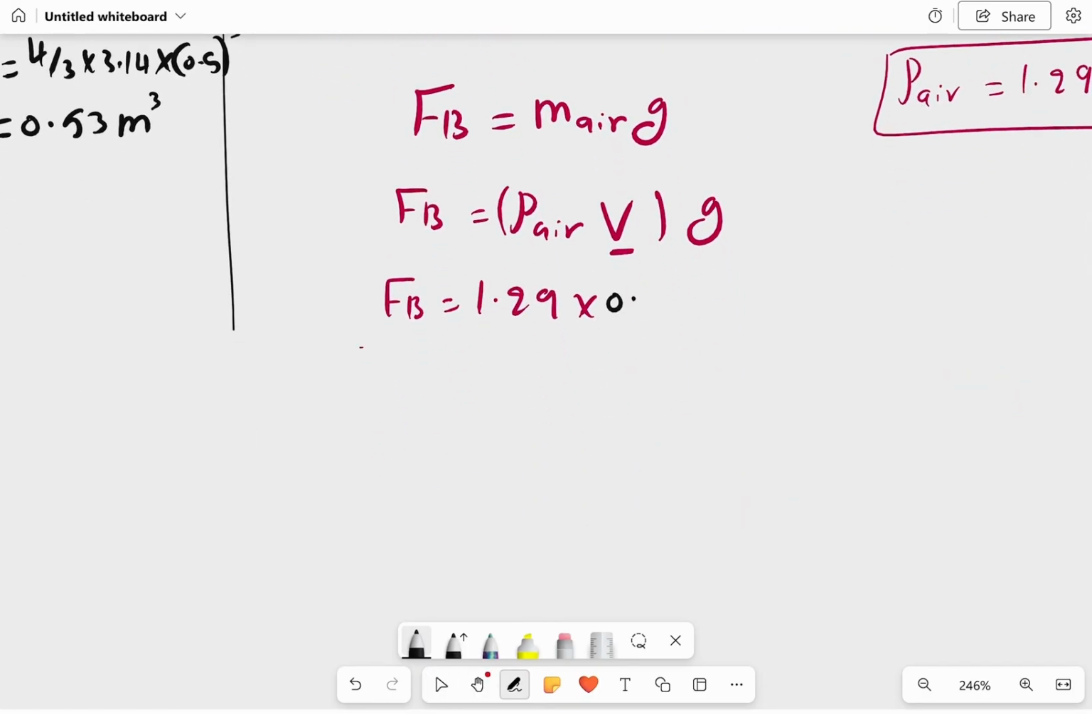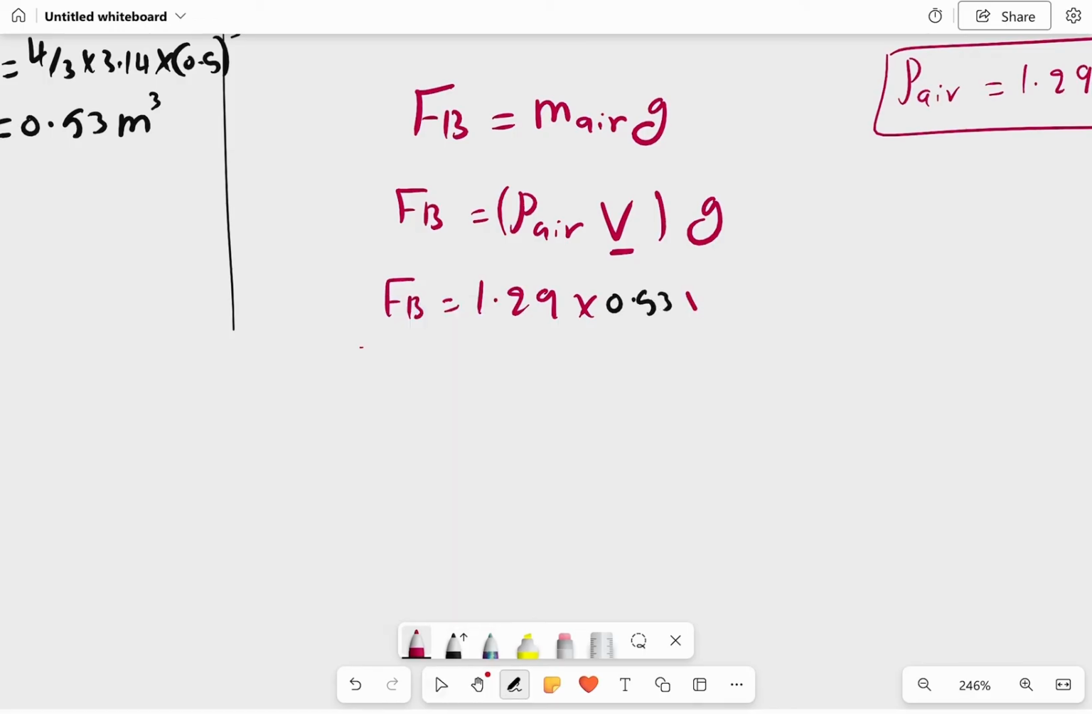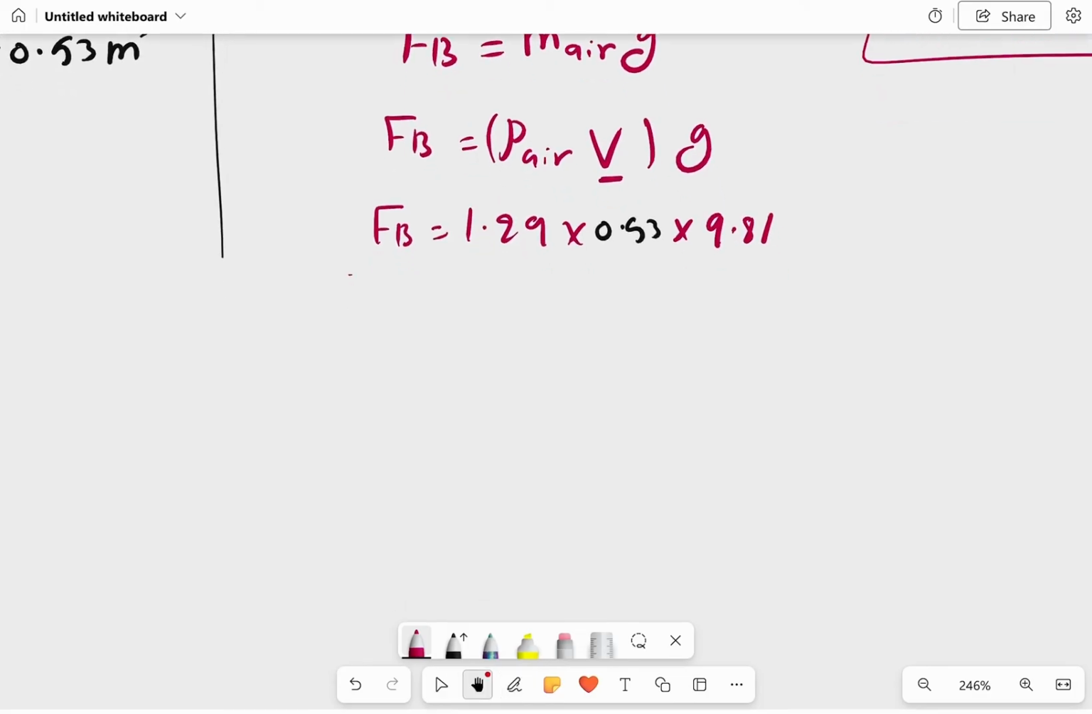You have 0.53. Then, guys, multiply all of this by 9.81, which is the gravitational acceleration. FB is equal to what? It's equal to 6.6 Newton. Okay, this is equal to 6.6 Newton.